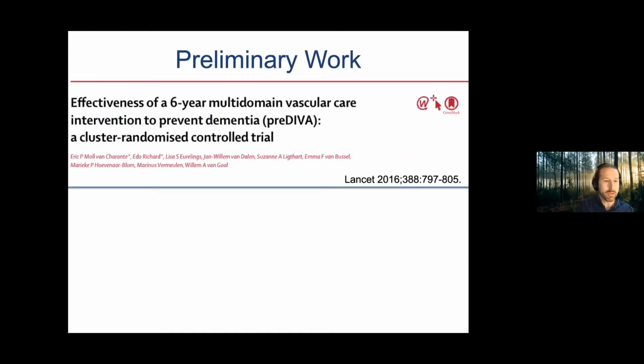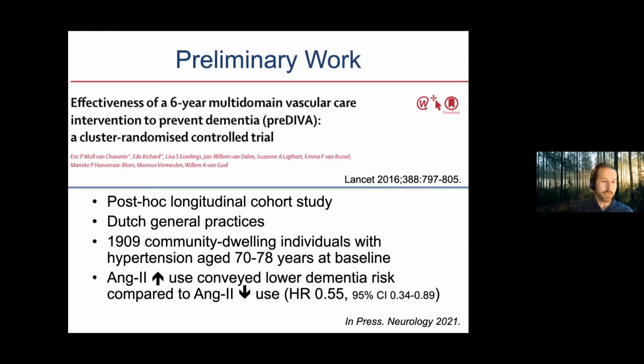So we initially tested this hypothesis by teaming up with our colleagues in the Netherlands who worked on the PREDIVA trial. We conducted a post-hoc longitudinal cohort study using data from the PREDIVA trial, which was conducted in Dutch general practices. They enrolled community dwelling older adults 70 to 78. And the trial aside, what we did was test this hypothesis in this cohort of individuals. And we found that angiotensin 2 stimulating antihypertensive use was associated with a lower dementia risk compared to angiotensin 2 inhibiting use after controlling for a variety of different potential confounders and the competing risk of mortality. And this paper is now online if you're interested in reading it.